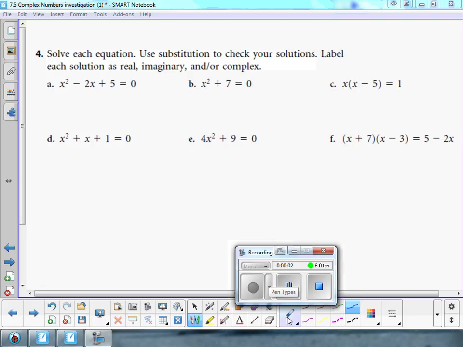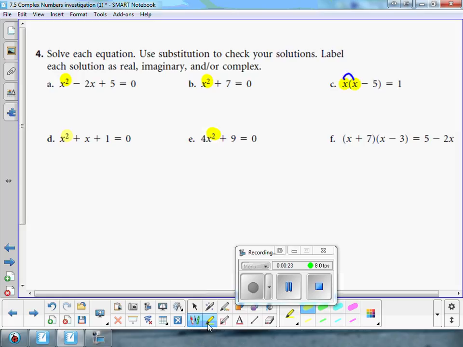We're looking at number 4 on the 7-5 green worksheet, and we basically have to solve each equation. What do you notice about every single one of these equations? They all have an x squared in them, right? Now, do these have x squareds in them? They do, because when you distribute these, what do you get right there?